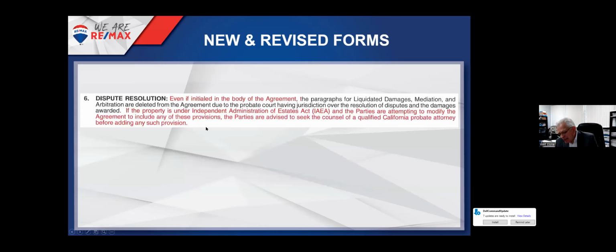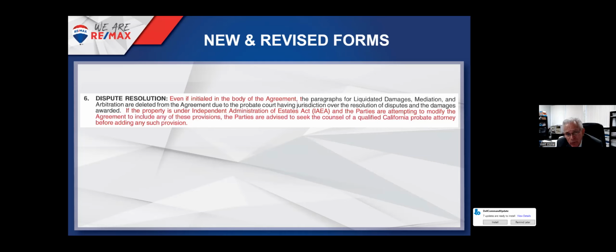If the property is in probate and it's being handled by a court, the liquidated damages clause is invalid. No court is going to allow another court to determine whether or not liquidated damages apply and whether or not cancellation applies. The probate court's going to speak for themselves.